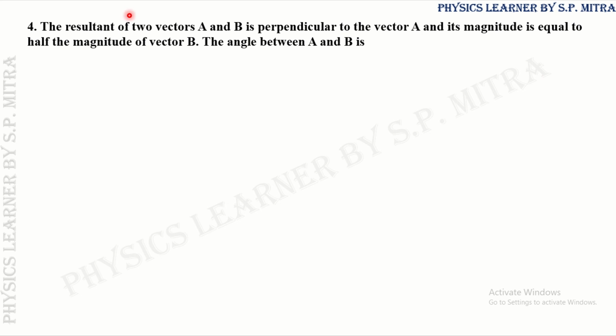In the next question, it was asked that the resultant of two vectors A and B is perpendicular to the vector A and its magnitude is equal to half of the magnitude of vector B. Then, the angle between A and B is, here are the options. Let's see the solution now.